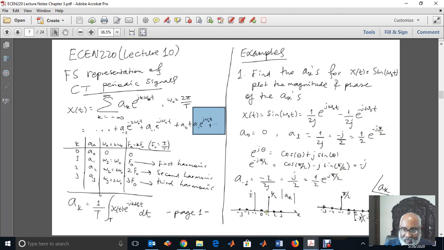So I have the plot as a function of k. Usually we plot as a function of k. The rest of AKs are 0 except A minus 1 and A1. The magnitude of A minus 1 is half and A1 is half. The rest of AKs are 0. That's why we put here dot dot dot 0. And the phase angle when k is 1 is minus pi over 2. And when k is minus 1, it is pi over 2. And the rest of the phase is equal to 0.